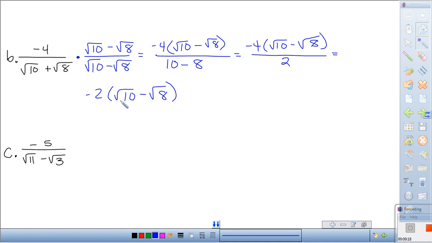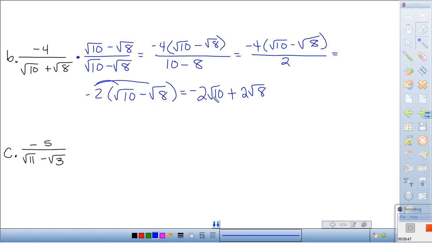And then here there are a couple different things you can do. So what I noticed about this problem on B is that the square root of 8 is 4 times 2. I can definitely simplify this. So you can either do that now and then distribute, or you can distribute and then simplify it. I'm going to distribute first. Negative 2 times the square root of 10 is negative 2 square roots of 10. Negative 2 times negative square root of 8 is plus 2 square roots of 8.